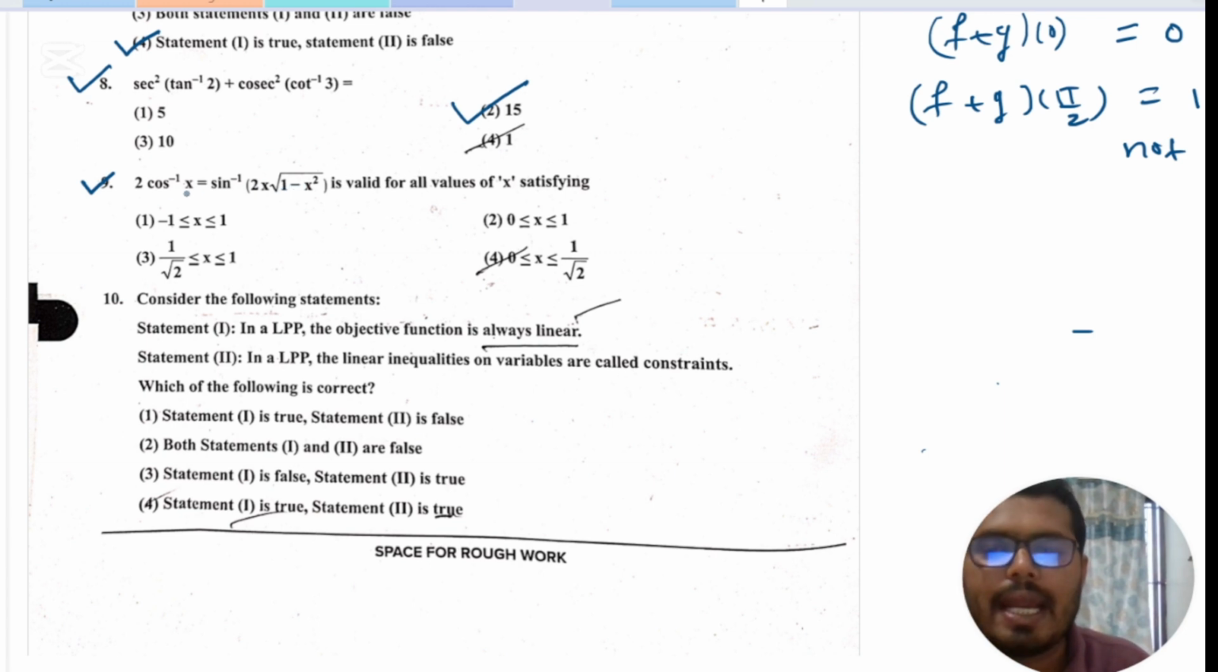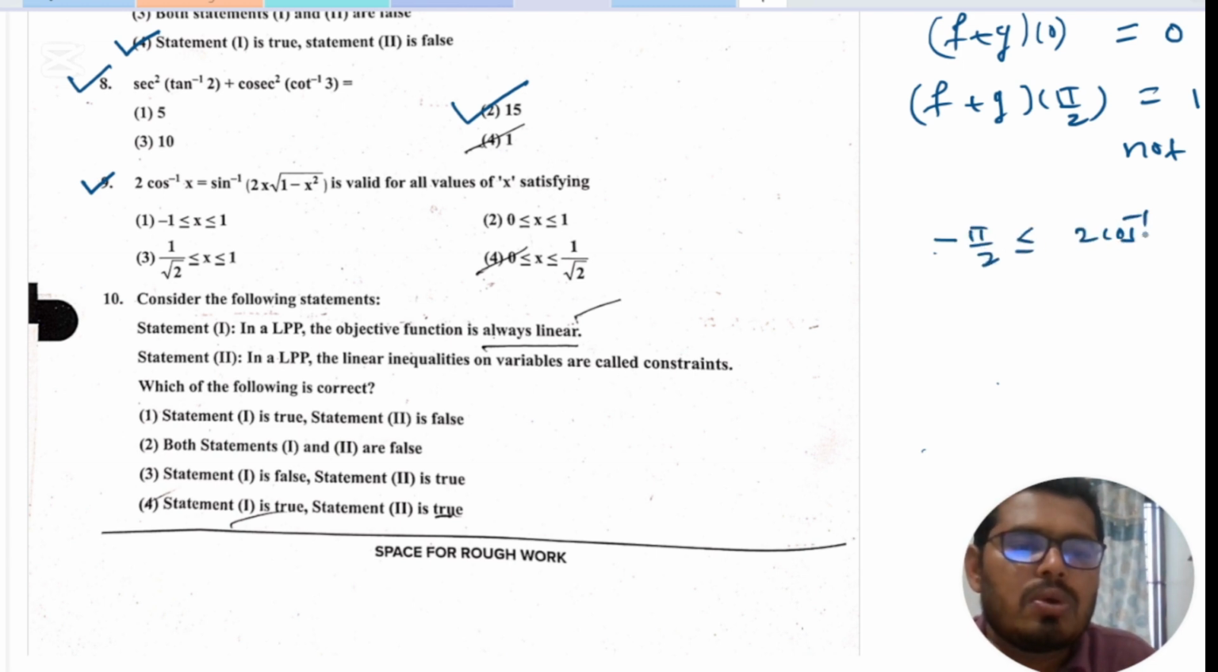This implies that 2 cos inverse x also lies between minus pi by 2 and plus pi by 2. Therefore, minus pi by 2 is less than or equal to 2 cos inverse x, less than or equal to pi by 2. Then minus pi by 4 is less than or equal to cos inverse of x, less than or equal to pi by 4.